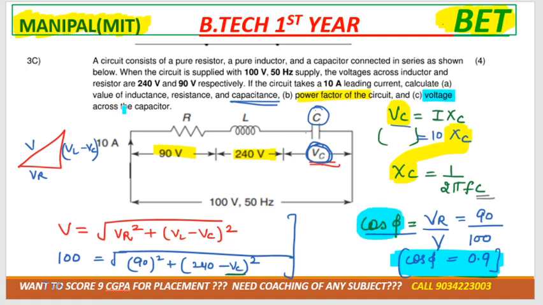Now they are asking voltage across capacitor. Voltage across capacitor means they want to ask VC. Okay.